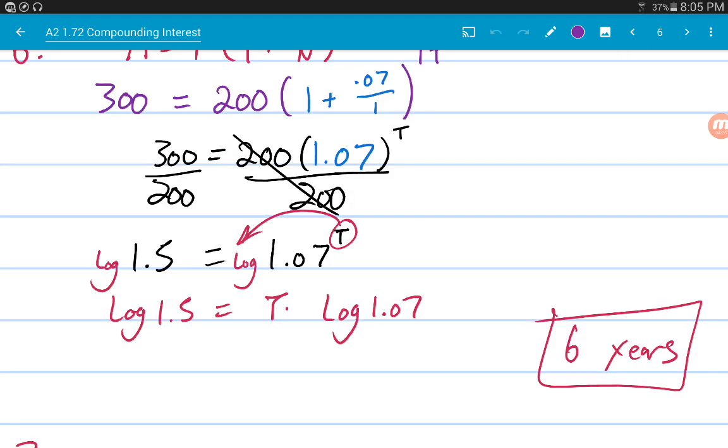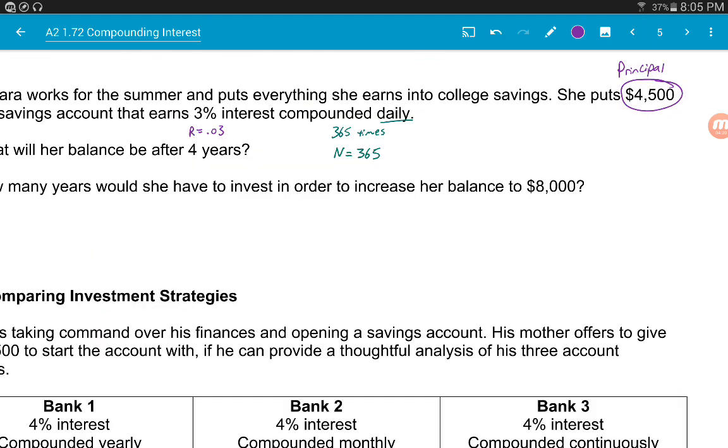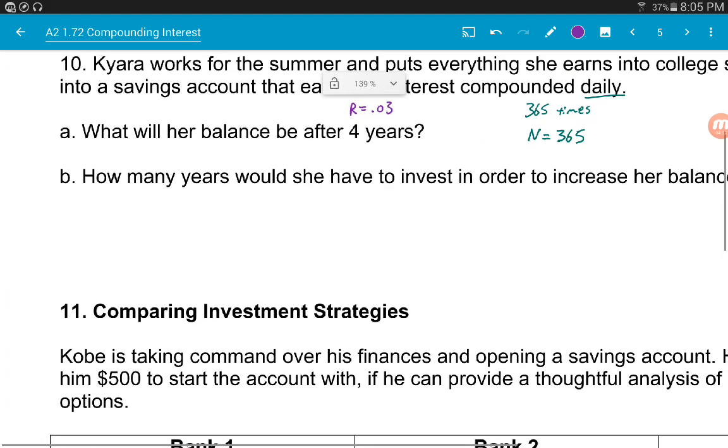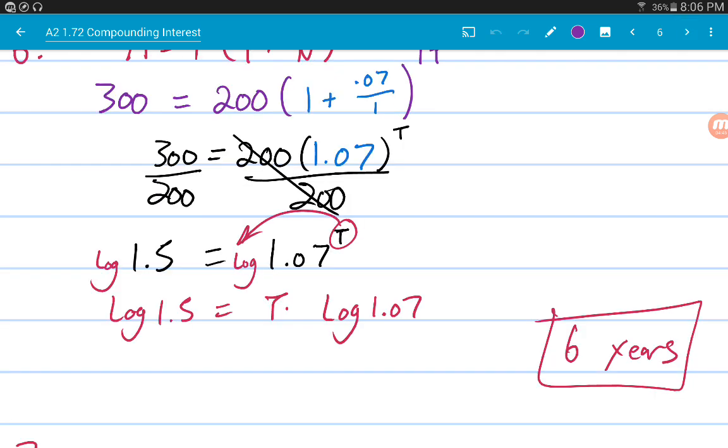Now here's what they want me to do. They want me for part A to find out what her balance will be after 4 years. So they're telling me that 4 years. So for part A, they're telling me that T is equal to 4. And they want to know her balance. So I'm trying to find A.